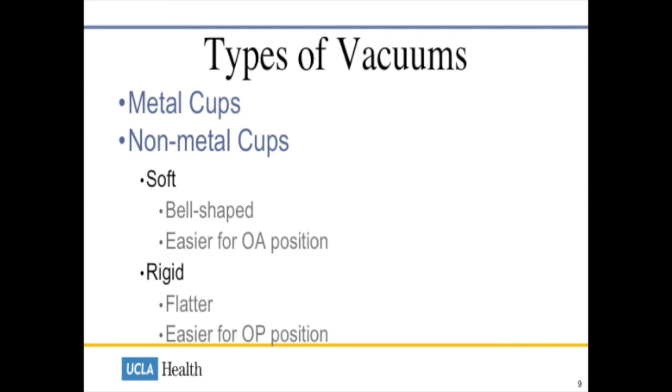There are various types of vacuums. There are ones with metal cups that are used less frequently, and ones with non-metal cups. The non-metal cups can be soft or rigid. The soft ones are bell-shaped, and the rigid are flatter.